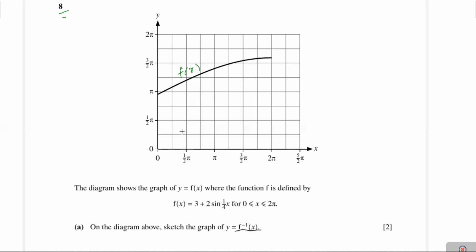Now we will draw the line y equal to f of x. Now we take 2 points to draw the line. When x is pi over 2, y is also pi over 2, and when x is pi, y is pi. This is the line y equal to f of x, and the inverse graph is the reflection of f of x across the line y equal to x.